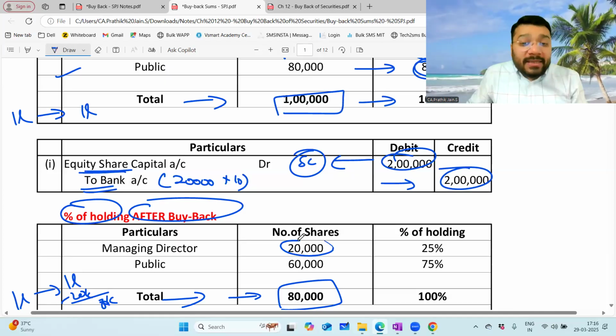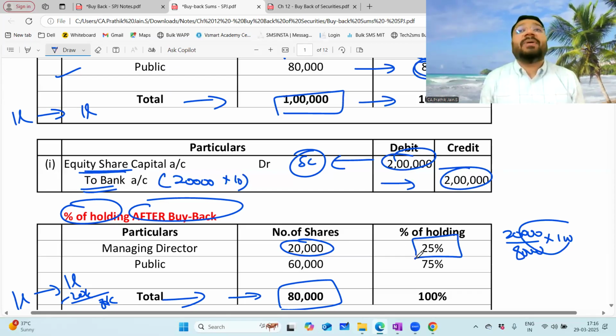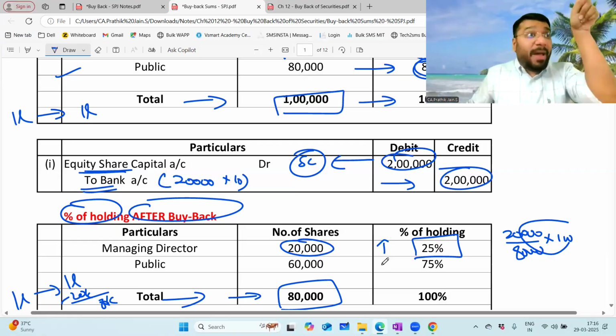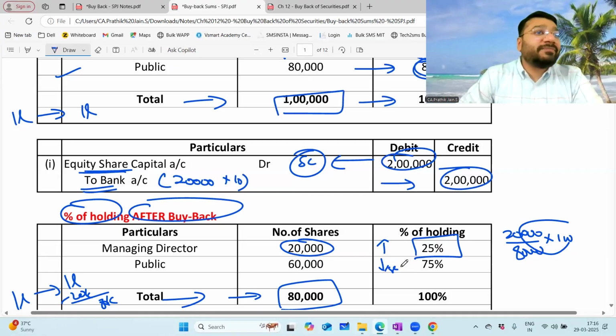So now 20,000 shares upon 80,000 into 100. If I multiply this, what will I get? 25 percentage is the percentage of holding. So the percentage of holding of the promoter is going up due to buyback, and the holding of the person from whom we have bought back is going down.